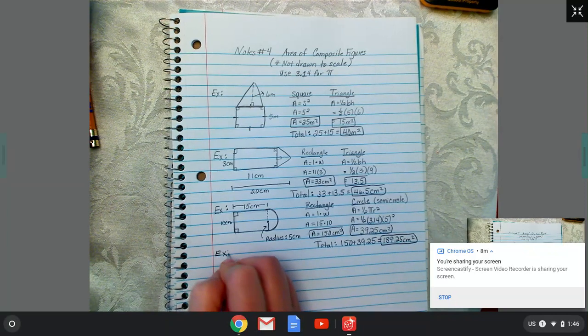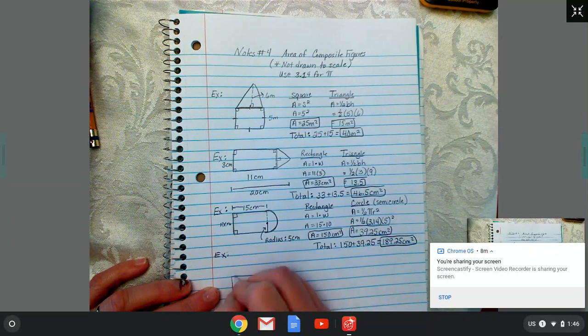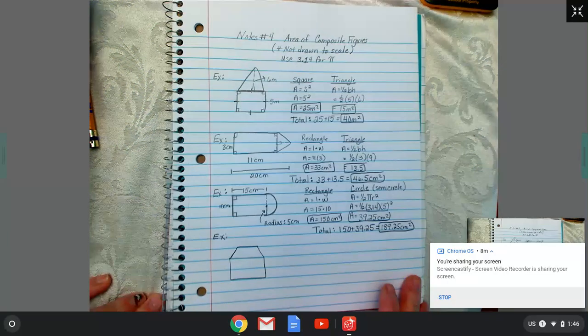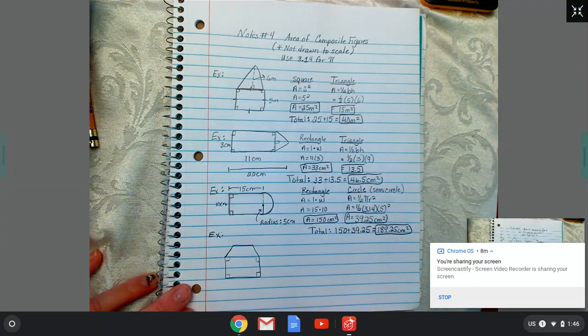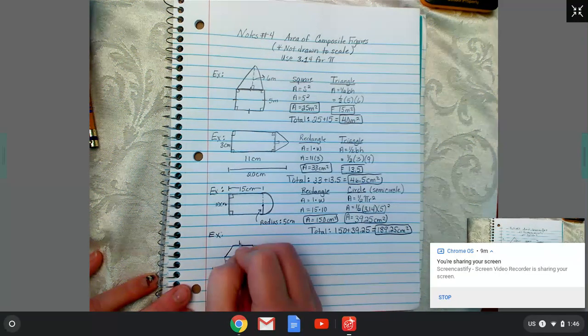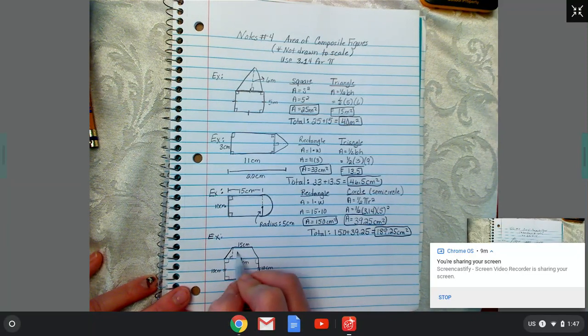Okay, our next example is going to be a rectangle on the bottom. And then it's going to have like a trapezoid shape on top. It kind of looks like the Pizza Hut building. So on our rectangle bottom, we're going to be given 20 centimeters for those two sides. And then these are 10 centimeter sides. The top up here is 15 centimeters, not drawn to scale. And this part of that trapezoid is 3 centimeters.